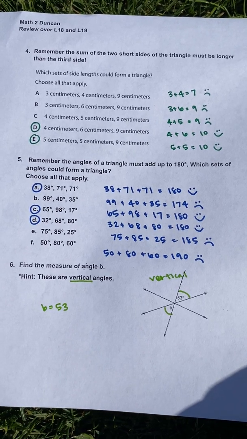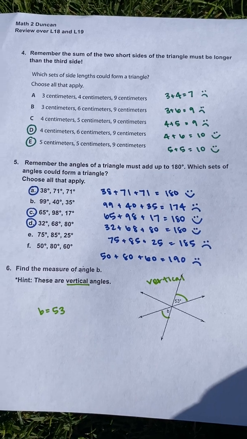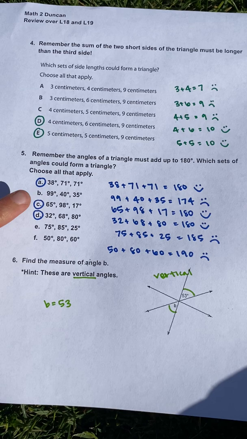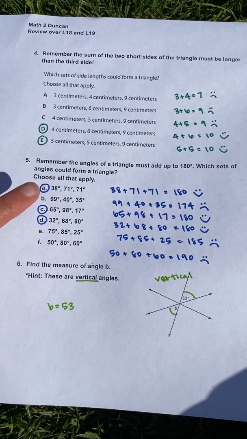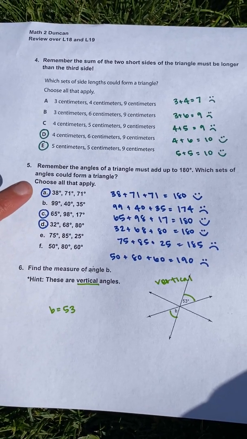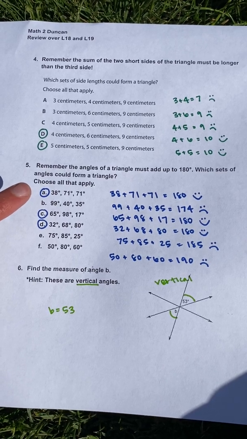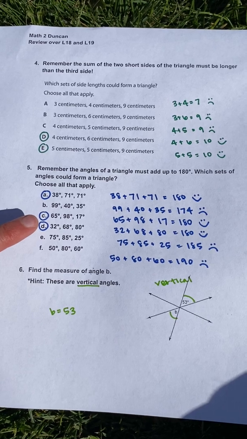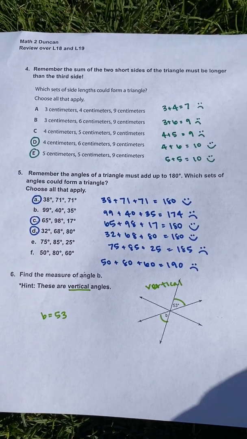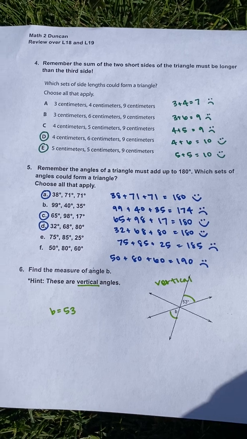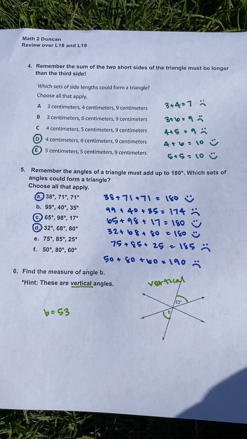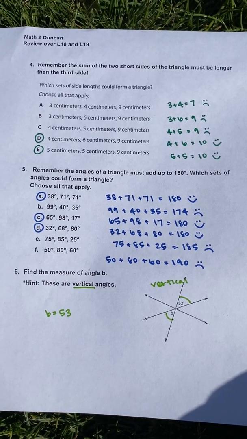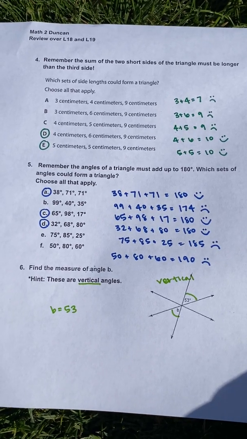Now, for the angles, we have to remember that the angles of a triangle have to add up to 180. So all we have to do for the angles is add up those 3 values and determine if they equal 180 degrees. So for letter A, 38 plus 71 plus 71 equals 180. And then C and D also add up to 180. But B, E, and F all do not. They equaled something less than 180 or more than 180, so not exactly.